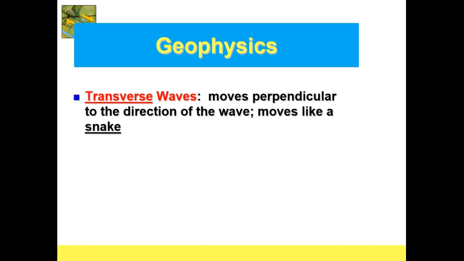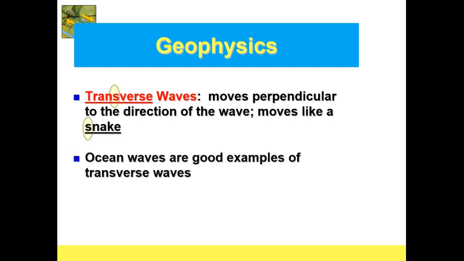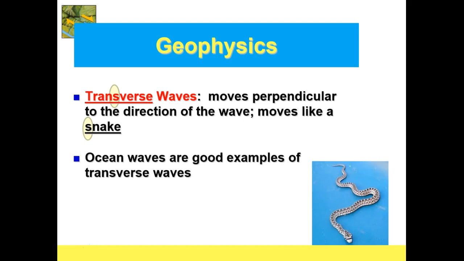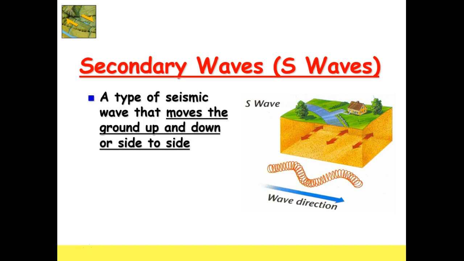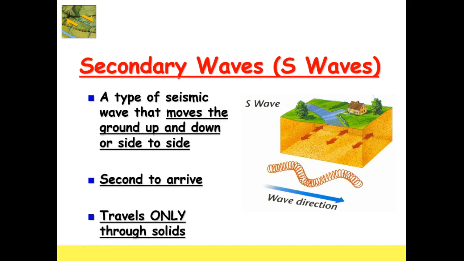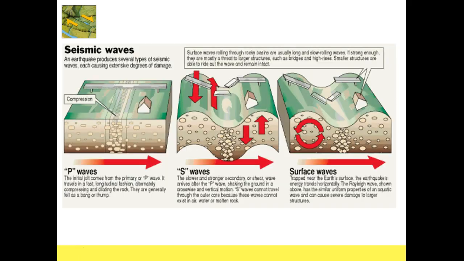Transverse waves, on the other hand, move perpendicular like a snake. They move up and down. Good examples of these would be ocean waves or an actual snake. They go side to side as they slither. These are good representations of S waves. They move the ground up and down or side to side. They're the second to arrive. And if you remember, they only go through solids. So S waves move like snakes and only go through solids. And they're second to arrive.